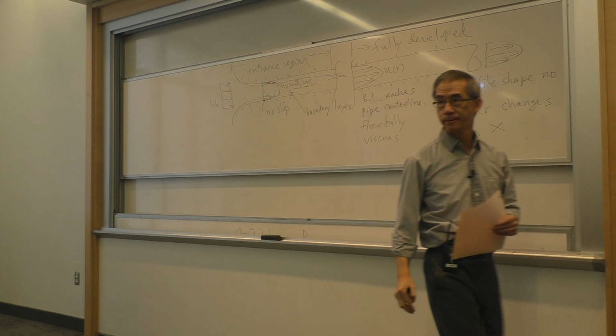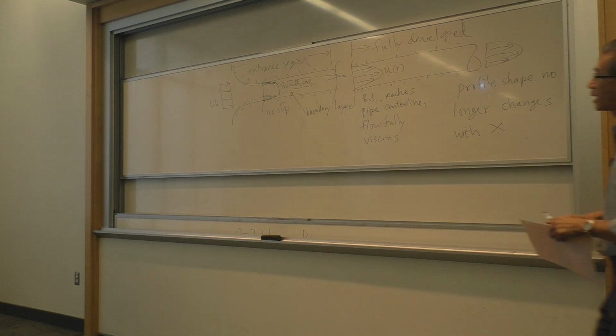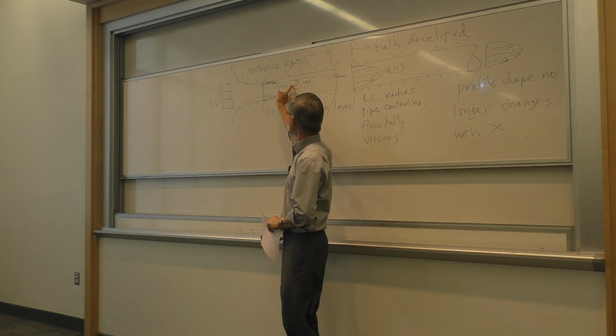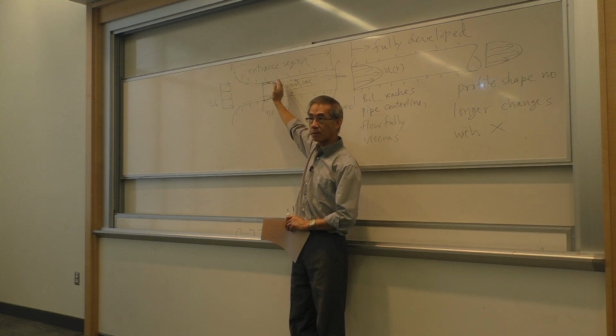Yes, questions? Yeah, in your entrance region, outside of your boundary layer, does your flow exhibit parabolic behavior there? No. The region outside of the dash line, in this implicit core, because it's not being influenced by viscosity, is always still uniform, constant.